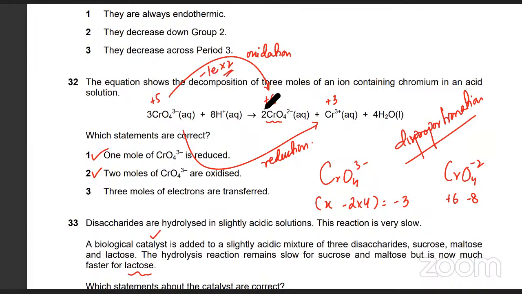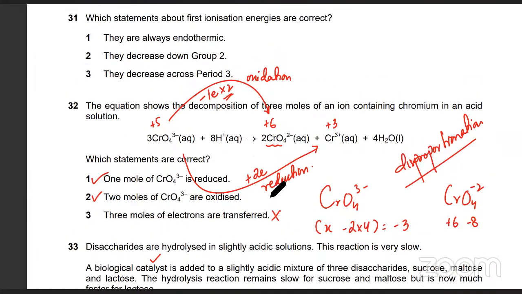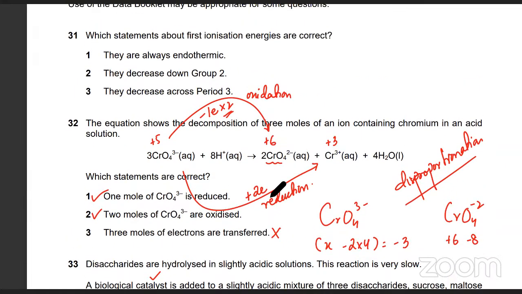Okay, you're going from +5 to +6. And when you go from +5 to +3, you're gaining 2 electrons. So in total, how many electrons are transferred? It's not 3 moles. It's actually 2 moles of electrons are transferred. 2 moles of electrons are lost and 2 moles of electrons are gained. So the third statement is incorrect. You clear that the third statement is incorrect? Yes, sir.